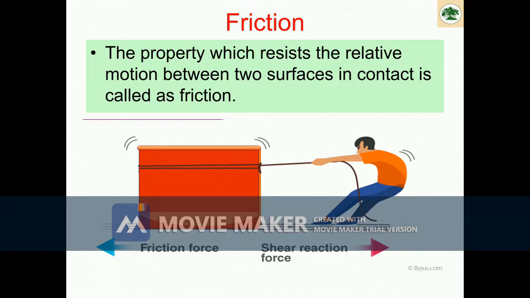Now what is the friction? The property which resists the relative motion between two surfaces in contact is called as the friction.